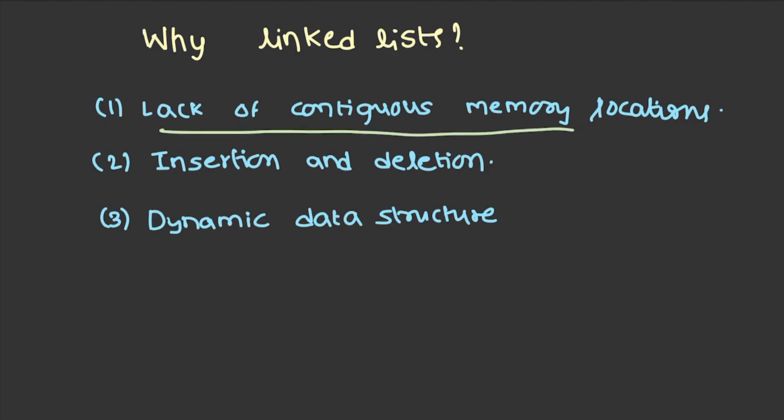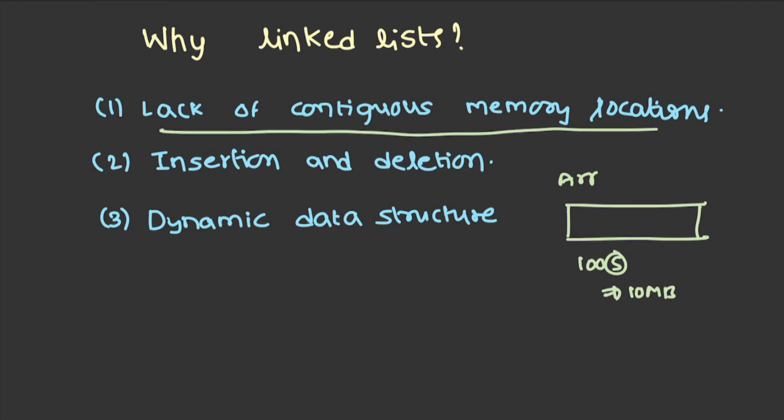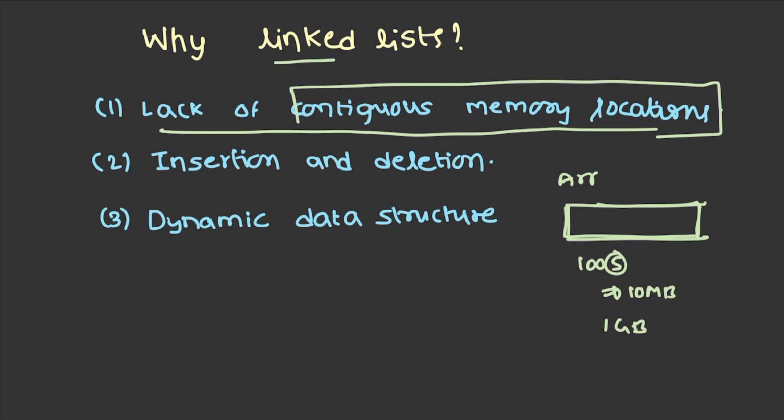First one being lack of contiguous memory locations. For example, if you take an array and you want to store the details of 100 students, and one student, let's say, is taking 10 MB, we know that an array looks for contiguous memory locations. It is difficult to find a size of 1 GB continuously. In that case, a linked list can come to our rescue.